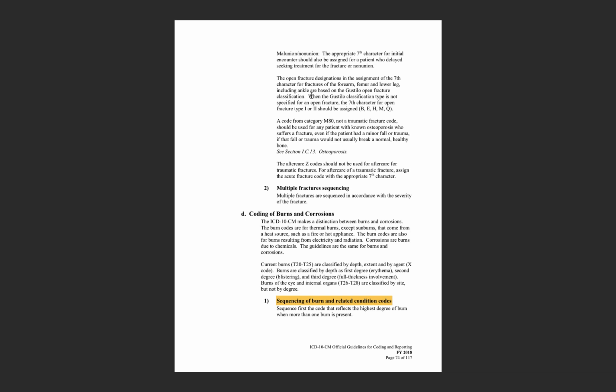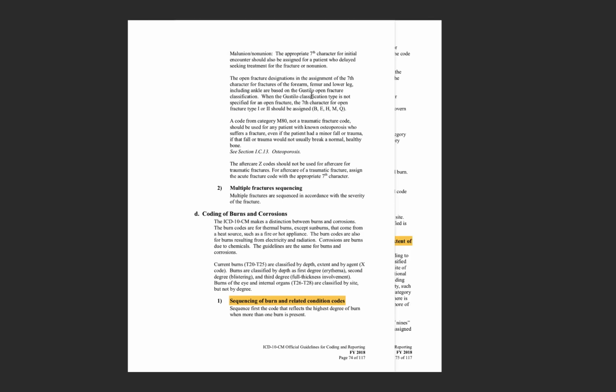Current burns, T20 through T25, are classified by depth. So how far did the burn go down in the skin? And by agent. Burns are classified by depth as first degree, second degree, and third degree. First degree is just the first layer of your skin. Second degree goes down into the dermal layer, which is the second layer of your skin. And full thickness goes all the way through your skin. Sequencing burn and related condition codes. Sequence first the code that reflects the highest degree burn when more than one burn is present. So make note of that. The highest degree goes first.